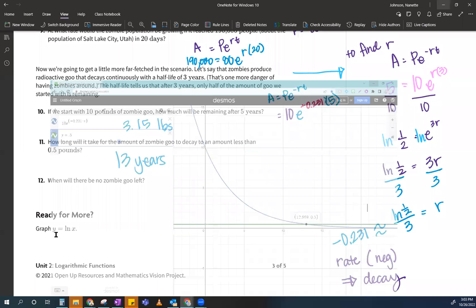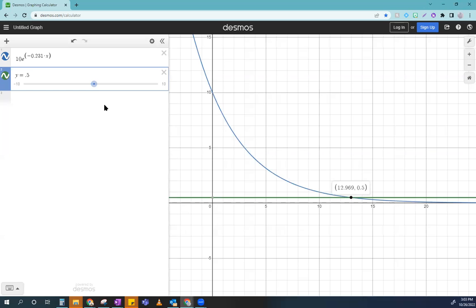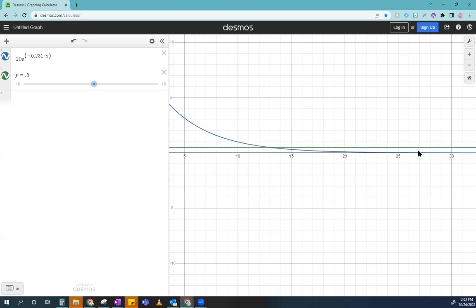All right, let's move on to the next thing. The last question in this little part says, when will there be no goo left? None of it. So for all the goo to be gone, would it be 13.5 years? I don't know, let's look. So the next question is, when will it all be gone? I'm looking here and I can't really tell. And remember, this is technically an asymptote.